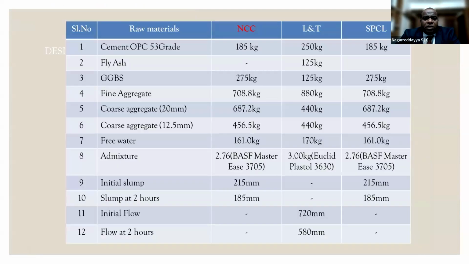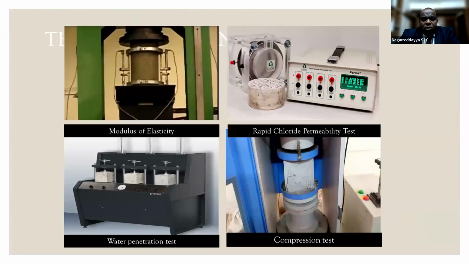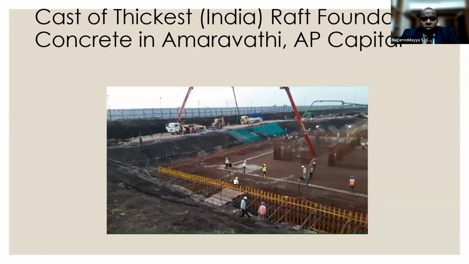These are Amravati mix designs where we used almost 60% GGBS in two different projects, and in one project with L&T we used fly ash and GGBS at 50%. This is the project in Andhra Pradesh, a 4 meter thick raft, the thickest in India. We cast it using 40% OPC and 60% GGBS, temperature controlled concrete.